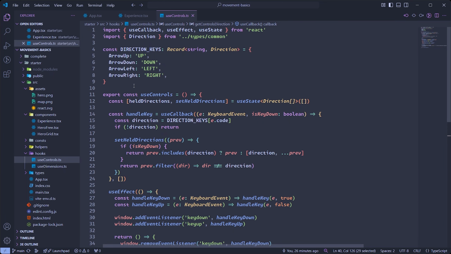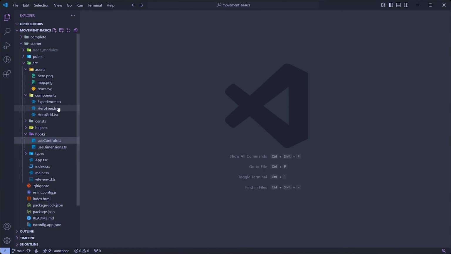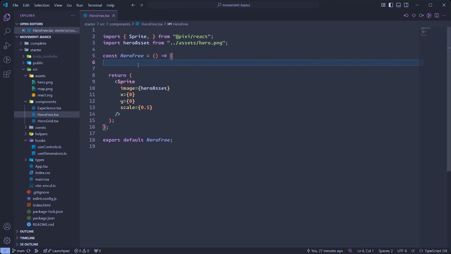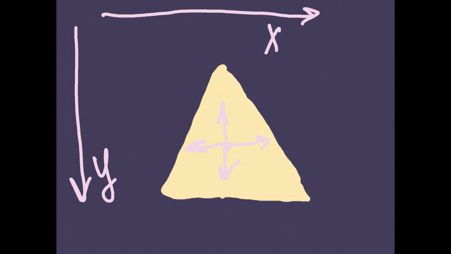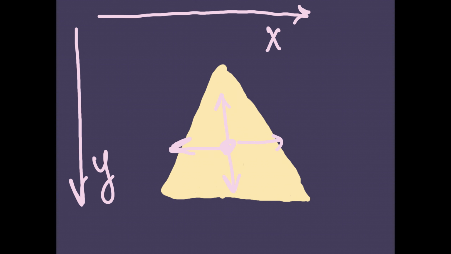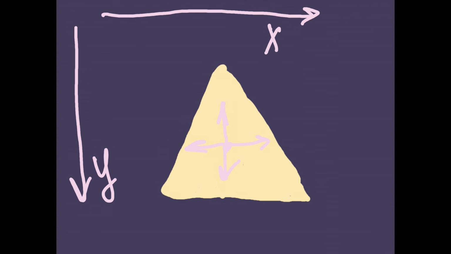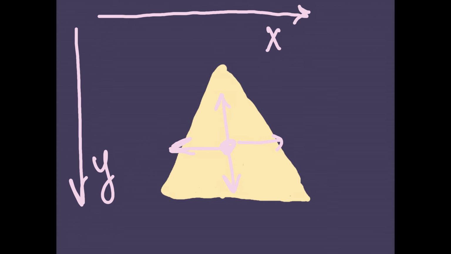I think it's time to start implementing the movement. But in order to implement the free movement, we need to understand what's happening. So that's the theory. We have our basic character represented as a triangle that moves on the X and Y axis, and when taking a closer look at what's happening, we just see the directions and we see the change of the position based on those directions. That's essentially it when it comes to the free movement.